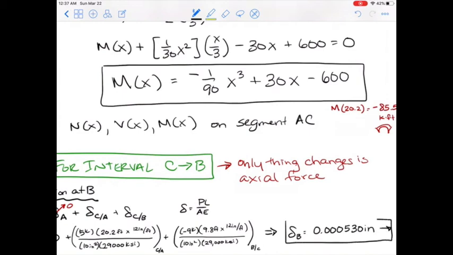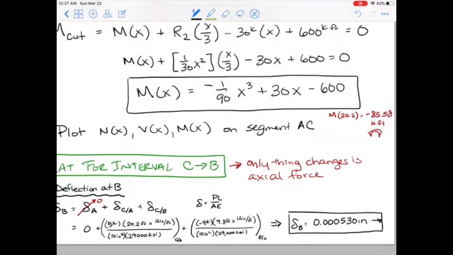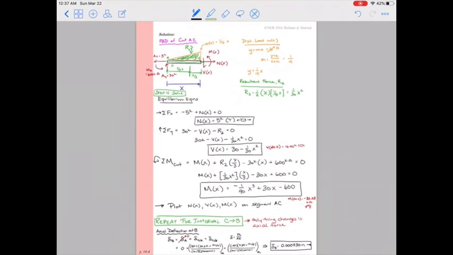All right, I hope this has been pretty instructive for the method of equilibrium. We'll take a look at another method next time.